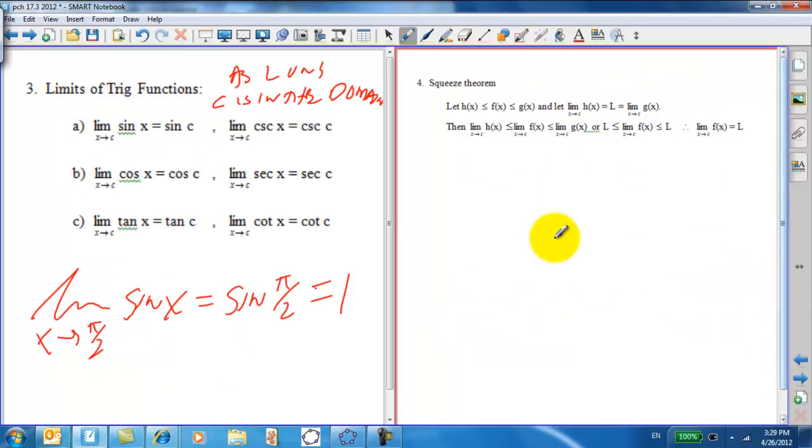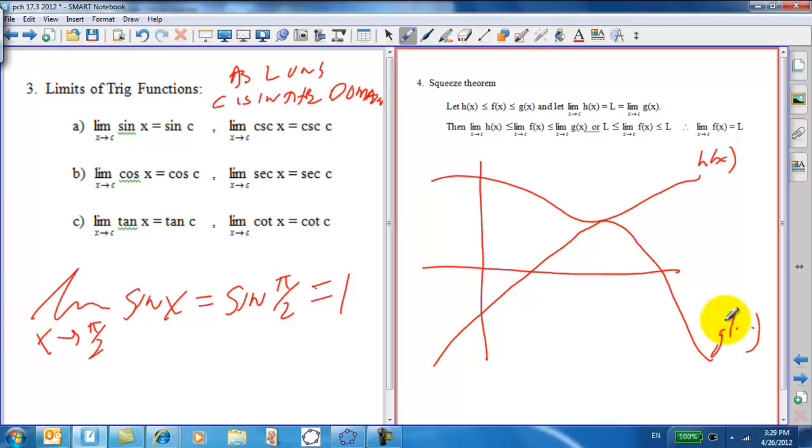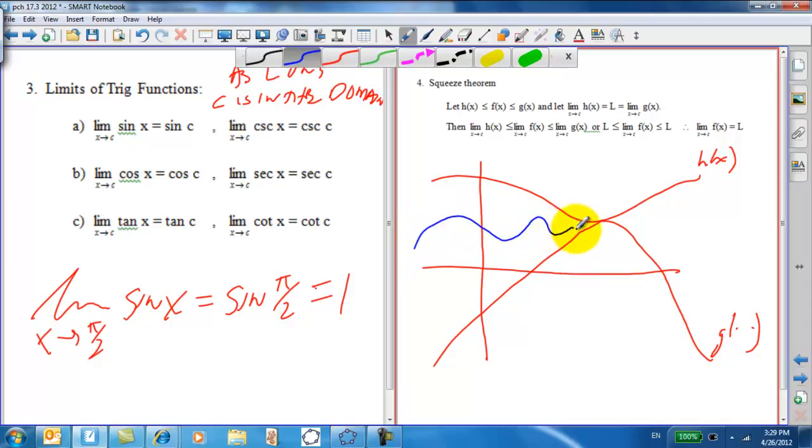And the squeeze theorem is going to be very important. The idea behind this is that f is a function between two other functions. So here's h(x), let's say, and here's g(x), like this. Two functions, and f somehow snakes in between these two. It stays in between these two, and it gets squeezed in between those two functions. Basically, we're saying then, if h and g, as x approaches c, approach this limit of L, then f will as well.